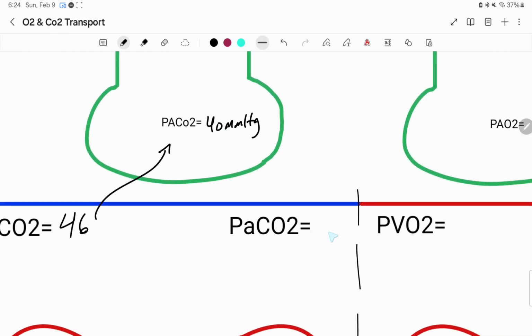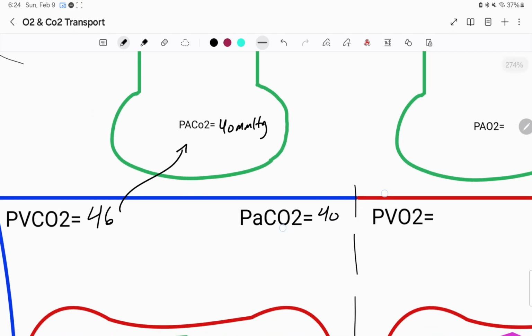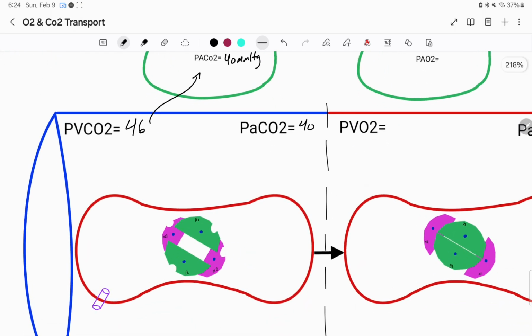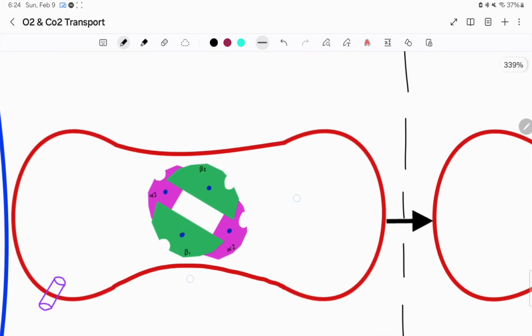And when we leave this alveoli from the arterial side, guess what? The CO2 is going to be around 40, okay? 40 millimeters of mercury. But what does that look like? All right, I'll tell you what that looks like.